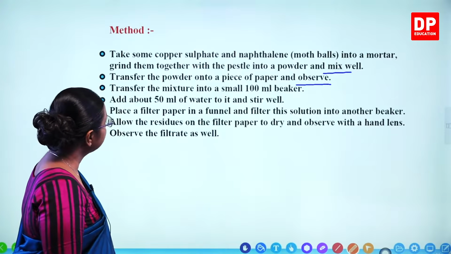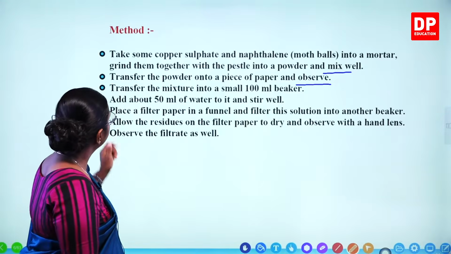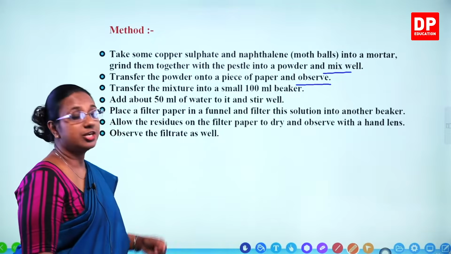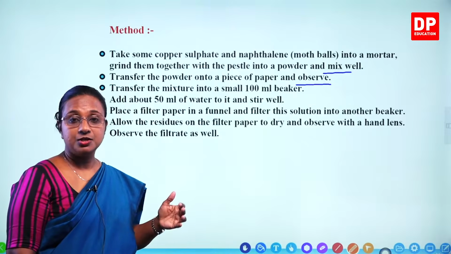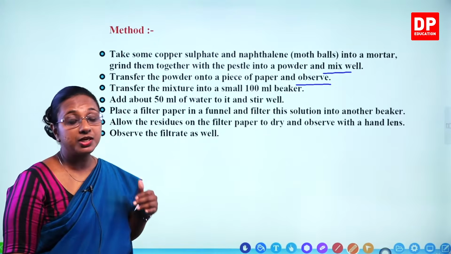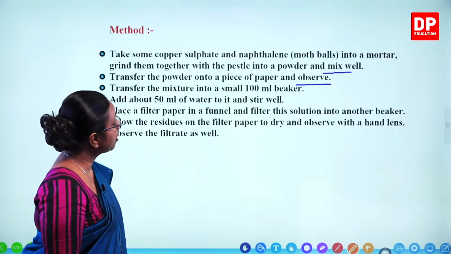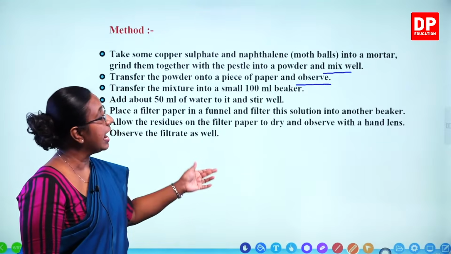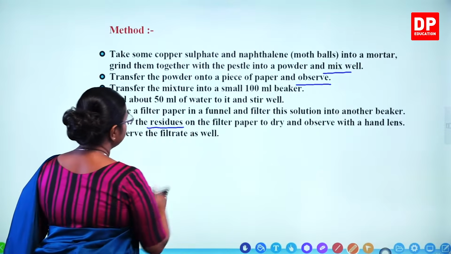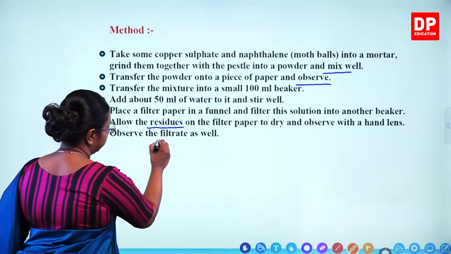Add about 50 milliliters of water to it and stir well. Place a filter paper in a funnel and filter this solution into another beaker. So we are filtering and trying to separate the two components of the mixture. Allow the residues on the filter paper to dry and observe with a hand lens. So the word residue. Observe the filtrate as well.